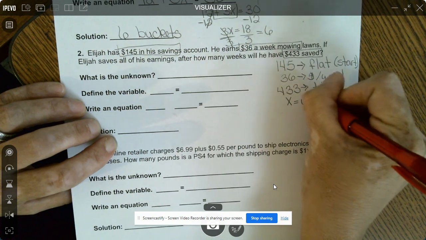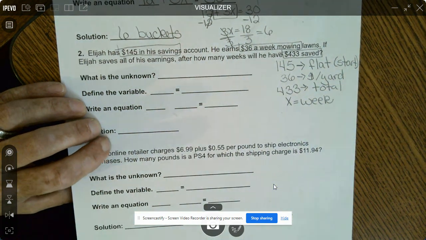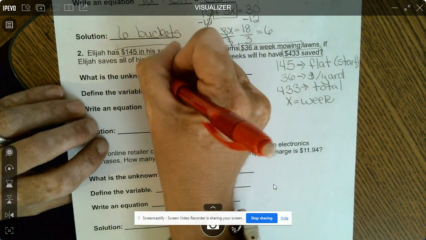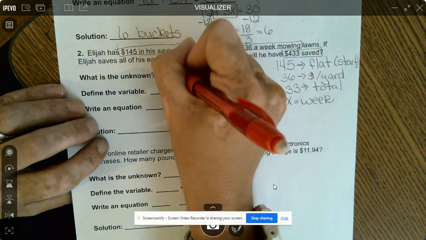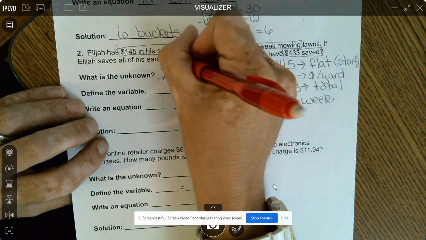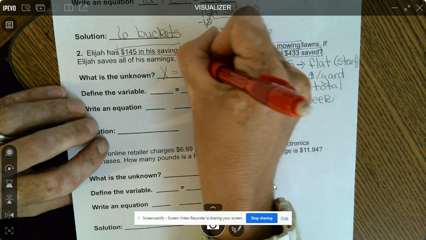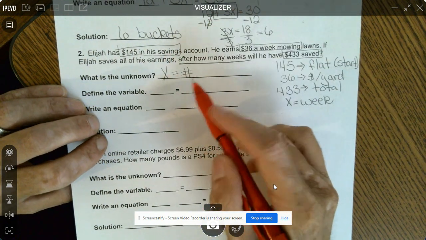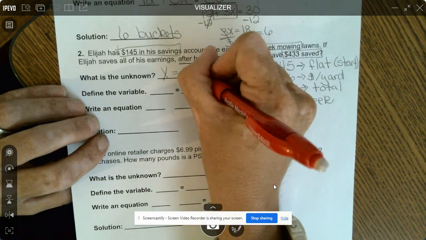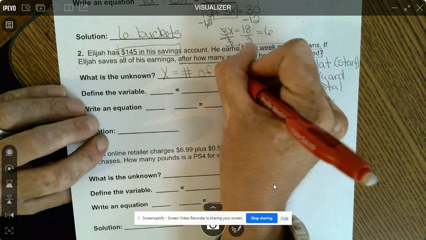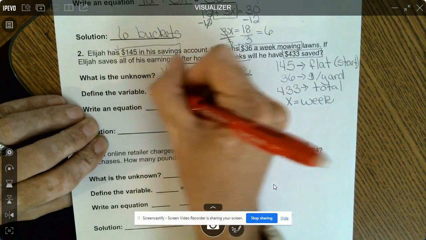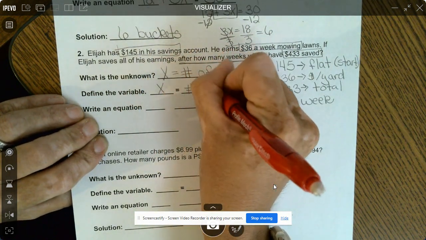So you guys see how I pull out all of my information? So once you have your information pulled out, then you can start working on setting up your equation and solving it. So the unknown, like you had said, is the number of weeks. And you can always look at it because normally for the beginning part that you guys are doing this, the question normally falls at the last sentence. So X equals the number of weeks, because that's what you're looking for.